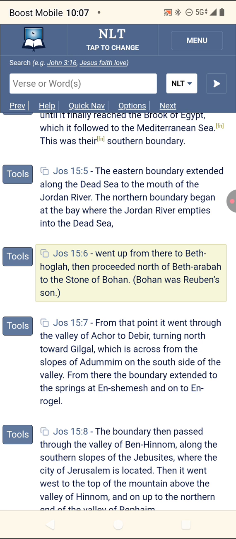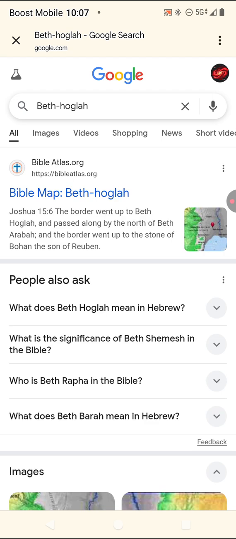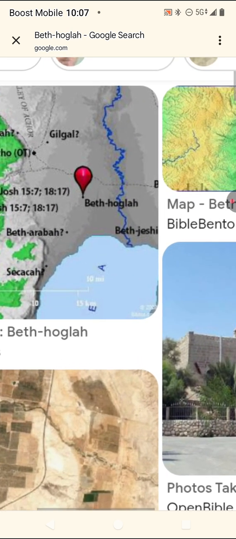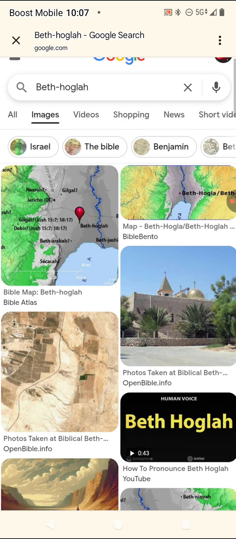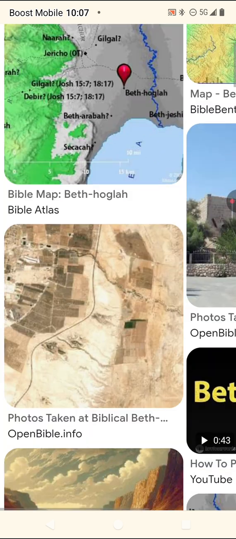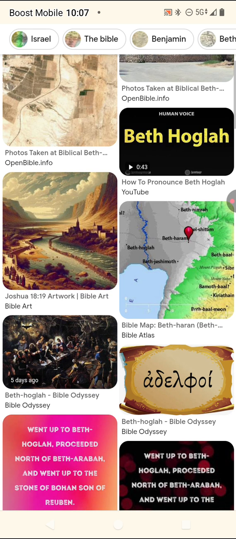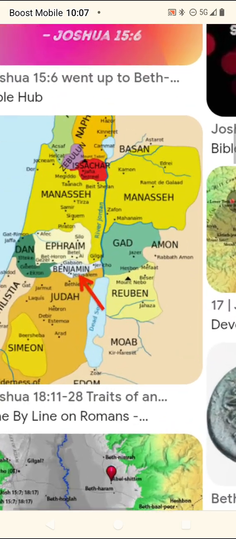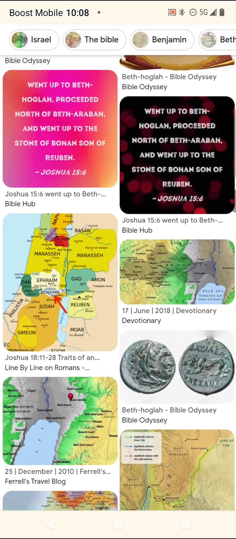It went up from there to Beth Hoglah, then proceeded north of Beth Arabah to the stone of Bohan. Bohan was Reuben's son. As a matter of fact, you see that? See? That's north of the Dead Sea. It goes up further, not at the direct edge, like right here on my screen, and just moving over. Okay? There was also some land above. See? So as I said before, this map here will be more accurate.